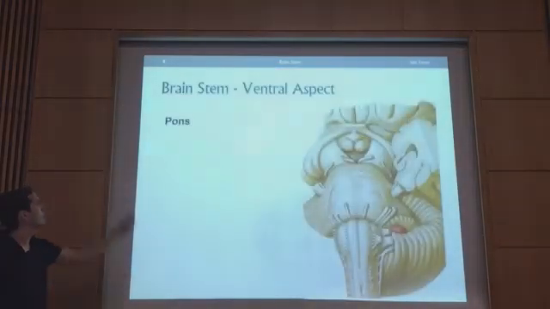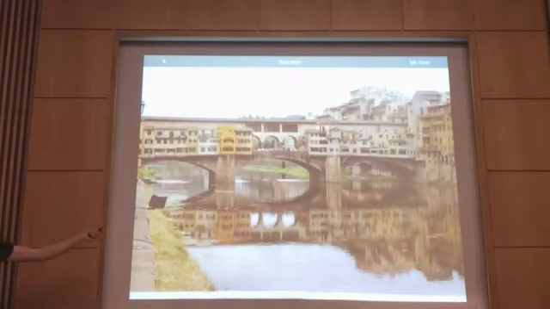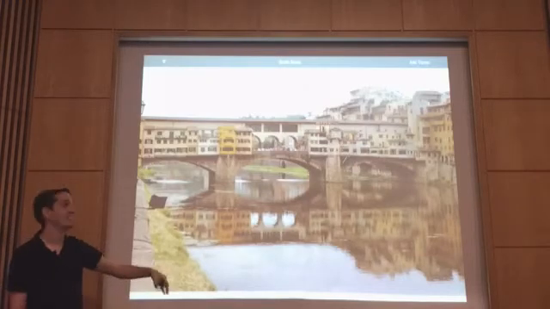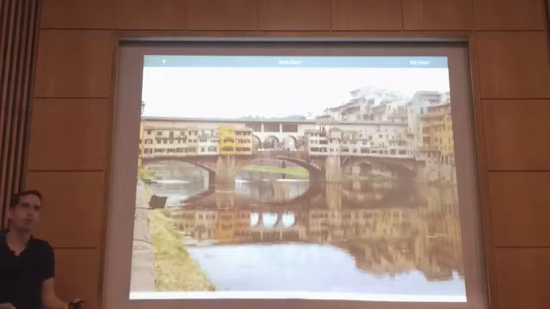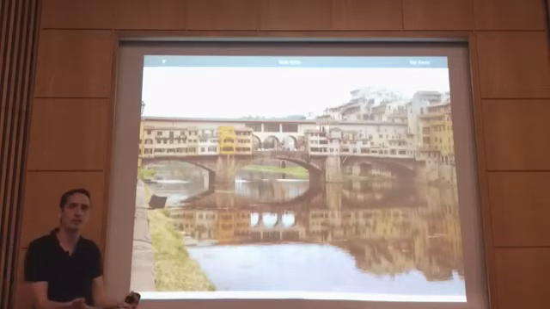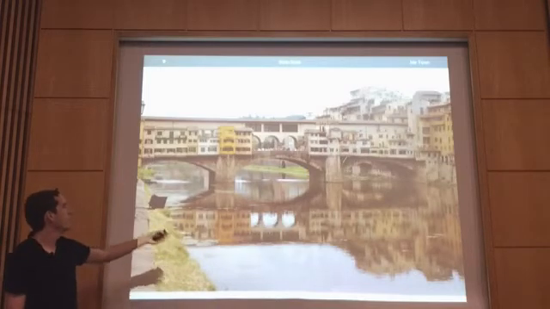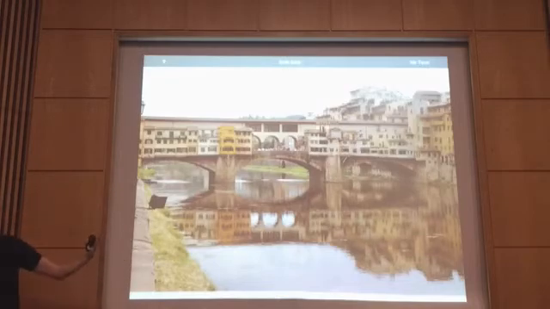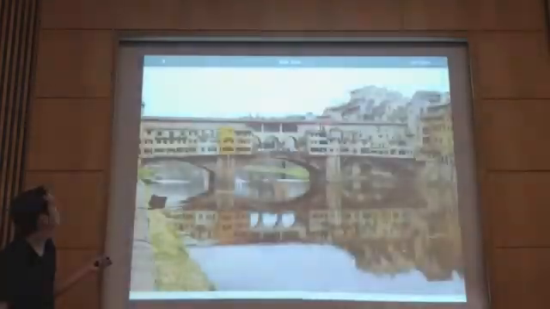So first of all, the word pons. The word pons is similar to a word in English. So you know what this is? Everyone did Florence, I think. So this is Ponte Vecchio, right? In Italian, ponte means bridge. Ponte Vecchio means, you know the translation of it, the old bridge. So this is the old bridge in Florence. So the word pons is the Latin word for bridge. This is where the pons got its name from.